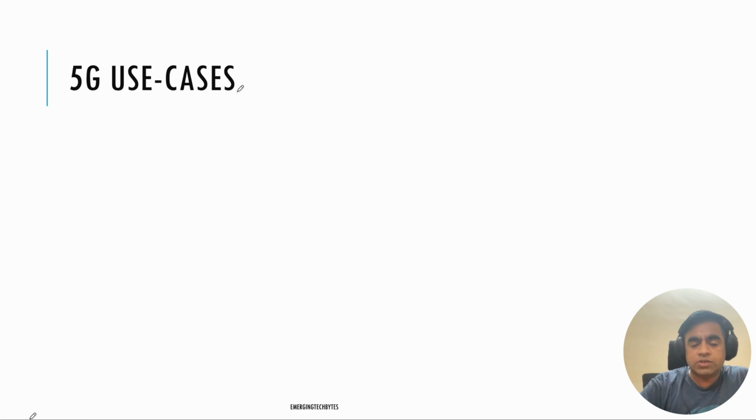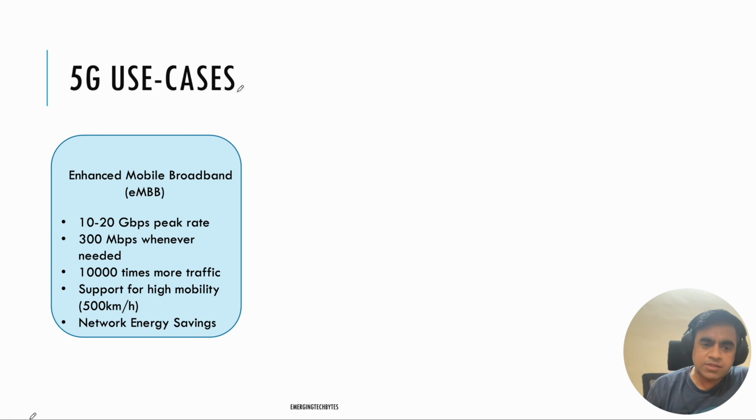So as with the 3GPP release 16, 17, there are three key use cases for 5G. The first one is enhanced mobile broadband, eMBB, where 5G talks about 10 to 20 Gbps of peak rate, 300 Mbps to all the users who are connected on 5G. If you talk about 4G, this is somewhere around 30 to 40 Mbps. So that is actually a significant number that you see here. And I'm not surprised that the traffic will increase manifold. And we are also talking about support for high mobility, somewhere around 500 kilometers per hour. When, let's say, you are moving in a bullet train, you should get seamless connectivity.